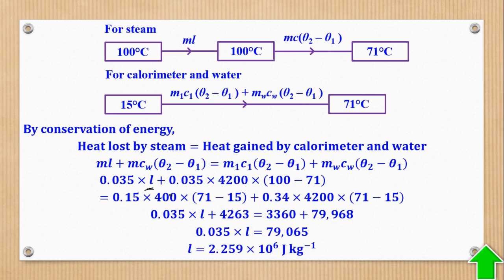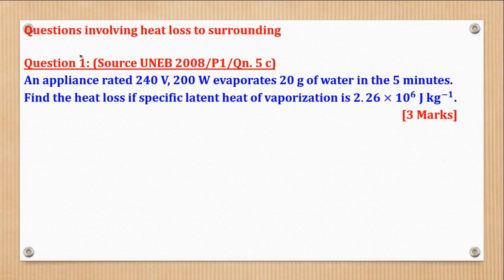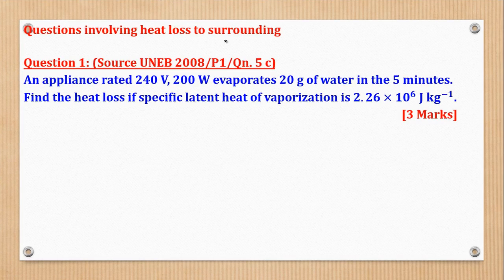So I think you realize that when you illustrate, the calculation becomes easier. So each time you see the word latent heat, remember to illustrate. Okay, so I believe now you have got a good flavor of the questions where heat loss to the surrounding is assumed to be negligible. Now I want to look at questions where heat loss to the surrounding is significant. In other words, it is not negligible.